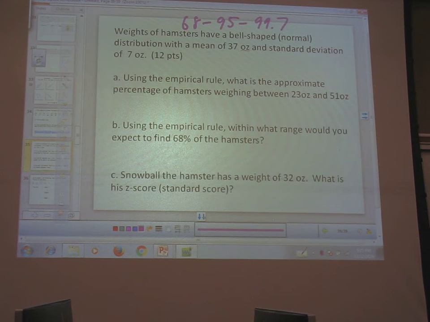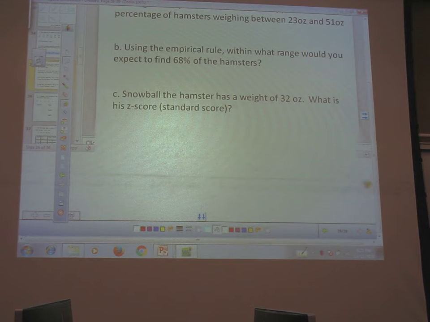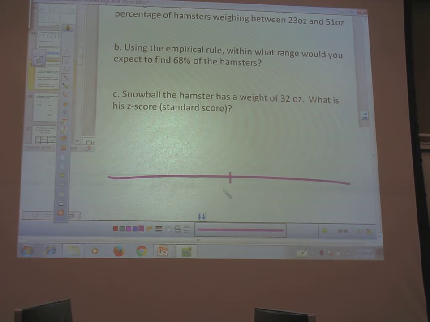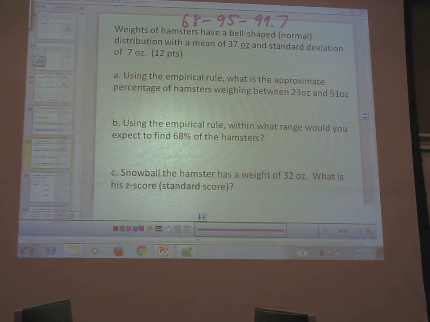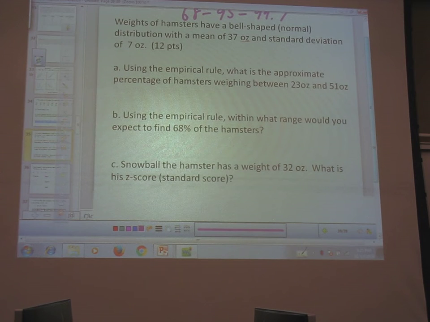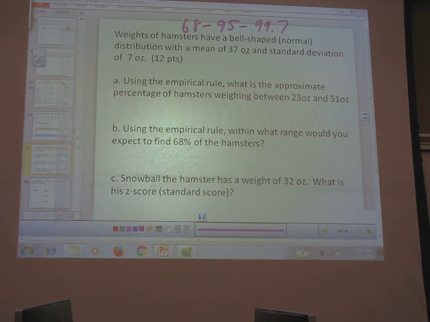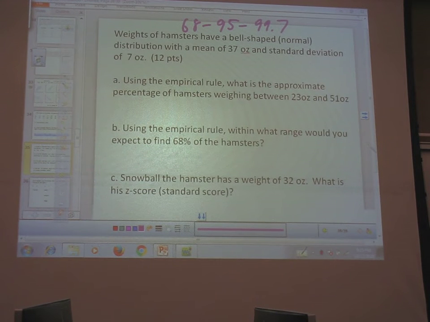Empirical rule. So what does that mean? Here's my middle. My mean is what? 37. My standard deviation is what? Read the problem. What's the problem? Mean is 37. My standard deviation is what? 7. So we need to figure out that 68, 95, 99.7 rule. I'll give you guys a minute to kind of sort it out on your own maybe, and then we'll go through it.